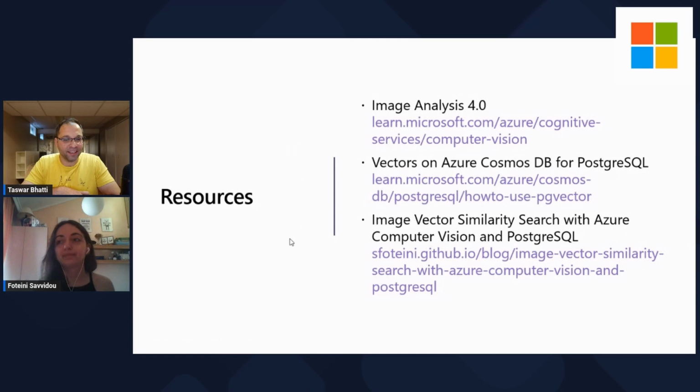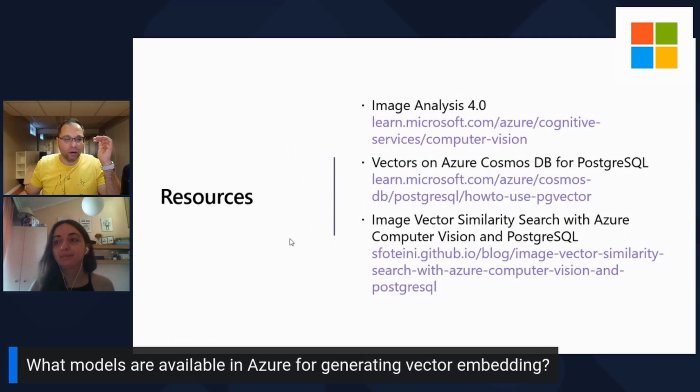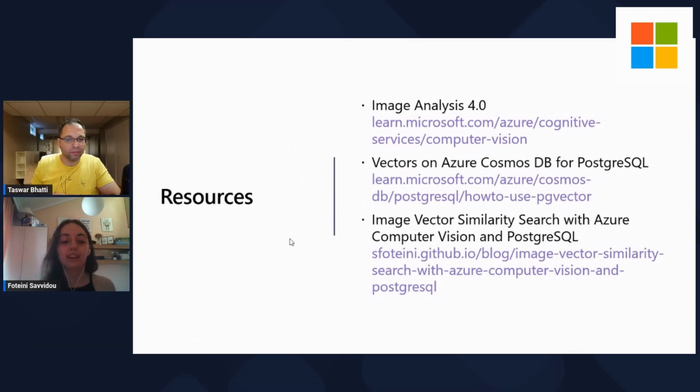Great. Thank you so much, Foteini. I have a couple of questions. Basically, we talked about this model, but are there other models that are available in Azure for generating vector embeddings? Yes, I think the most popular model is the OpenAI Embeddings model that can be used to generate vector embeddings for text and documents. And you can use Hugging Face on Azure to convert your data into vector embeddings. And of course, you can just bring your own model into Azure and perform vector similarity search.